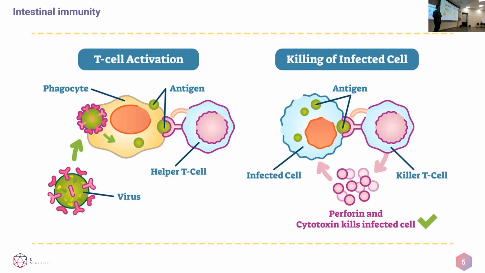They can direct it either to a pro-inflammatory or anti-inflammatory direction or some moderate direction. And cytotoxic cells, they just kill the infected cells or malignant cells. And they act via recognition of antigens, processed antigens in the complex of major histocompatibility complex.